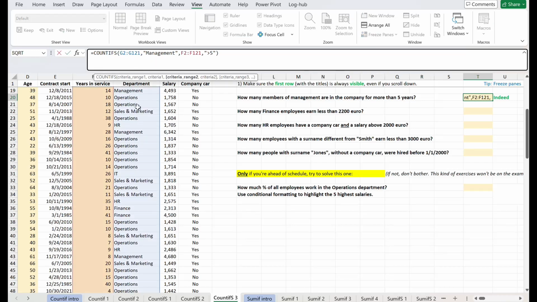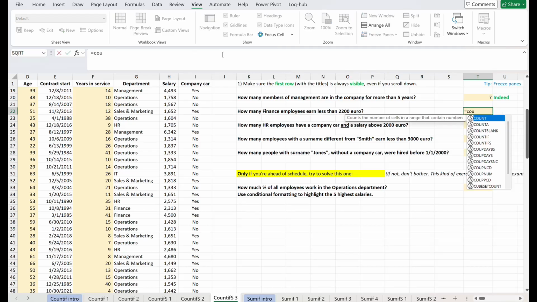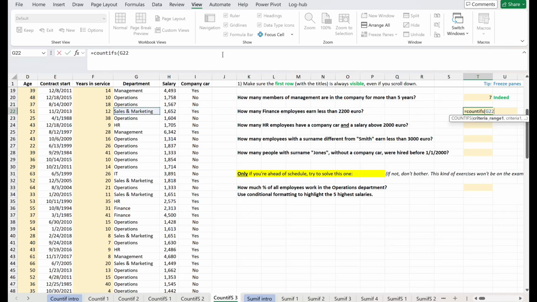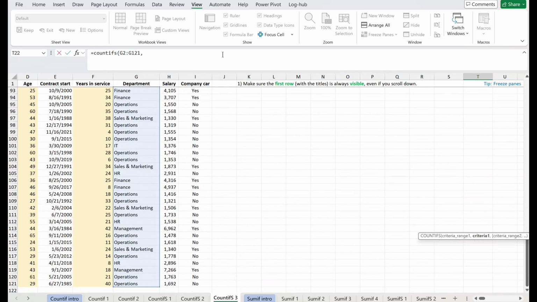Here in the blue cells, we look for the word management. In the red cells, we look for the criterion bigger than 5. How many finance employees earn less than 2,200? Let's do it. Countifs. We go all the way up. Then we write finance.